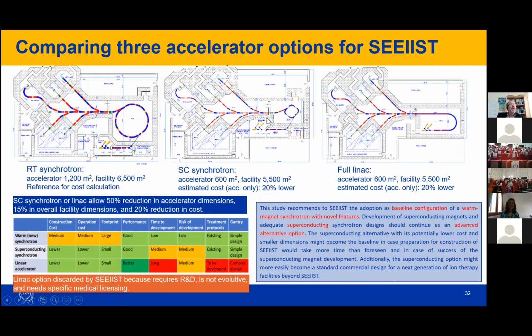The linac is another option that is more longer term, because it requires more R&D and also a change in the quality assurance protocols to cope with the particular way of functioning of a linac as compared to a synchrotron. However, the advantages of a superconducting synchrotron are not very evident in a facility like CEIST, which, as you see here, has two experimental rooms and three treatment rooms, so it is a big facility.